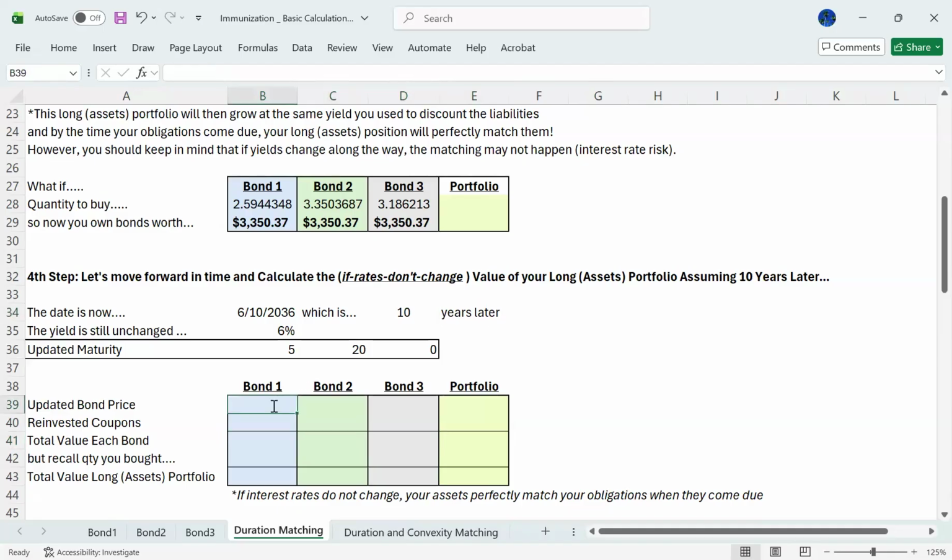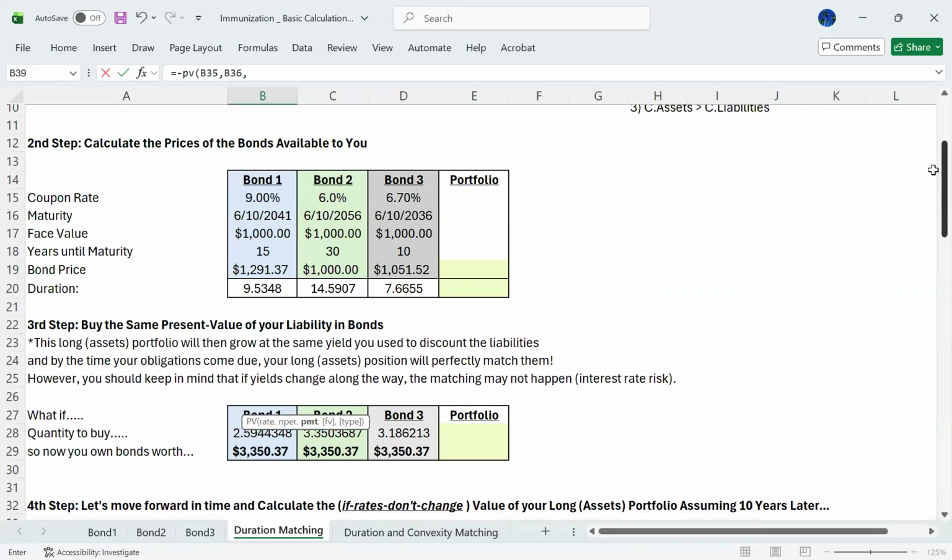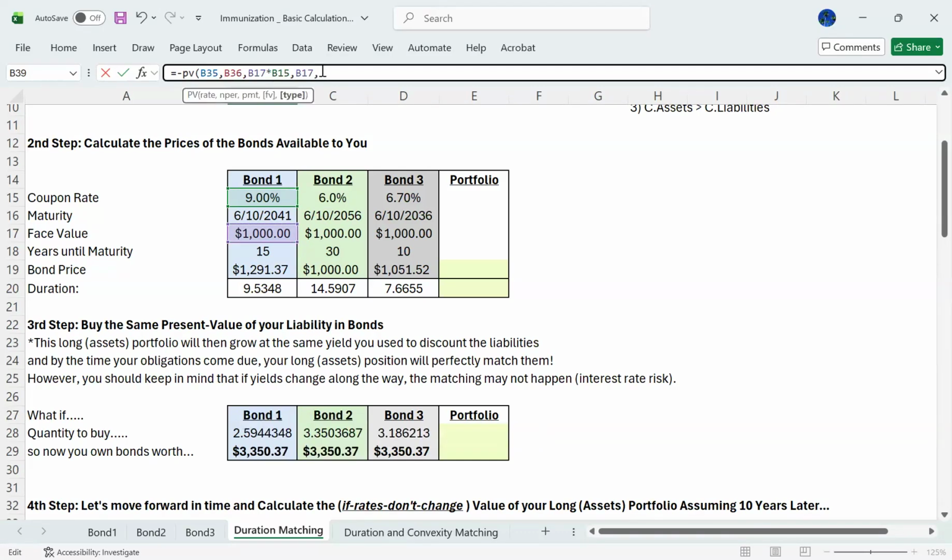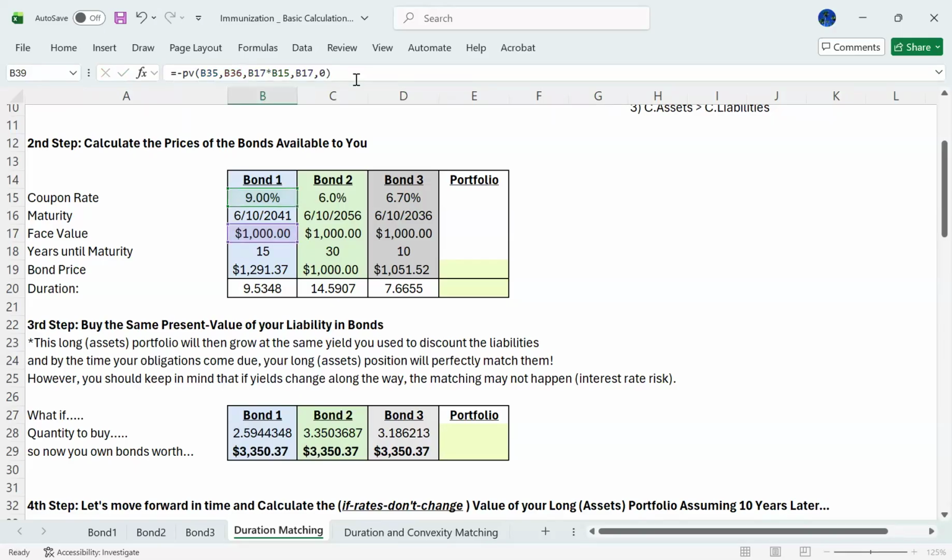10 years later, let's evaluate bond one. So I will use PV again. Now let's assume the rate didn't change. It stayed at 6%. Now the number of years until maturity is 5, the updated maturity. Then for this particular bond, the payment is $1,000 times 9%. And the face value I am going to get is $1,000. It's just that instead of 15 years, it's now going to be 5 years from now. And type 0. If you forget, that's not a problem. It just assumes 0.